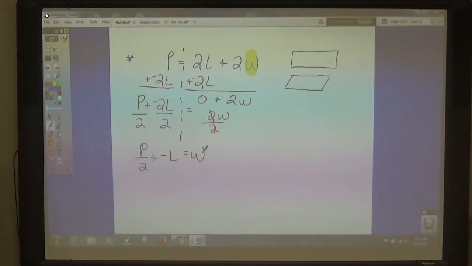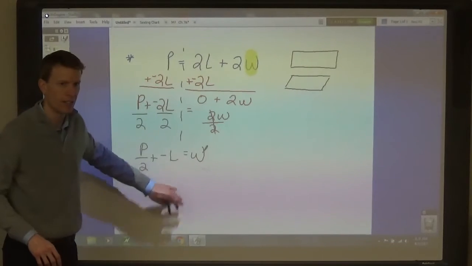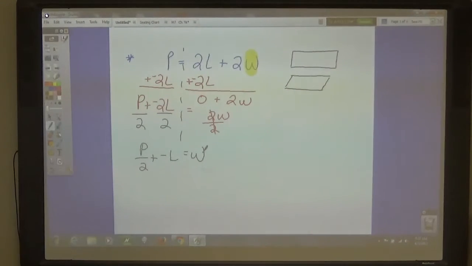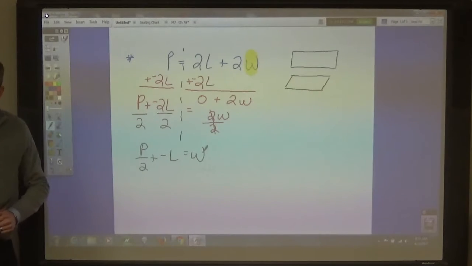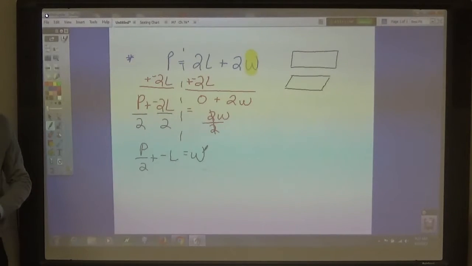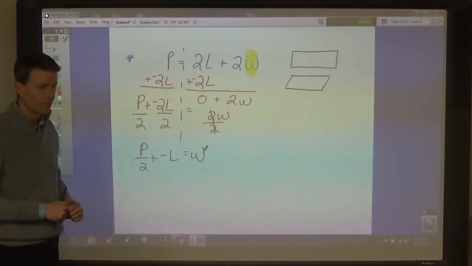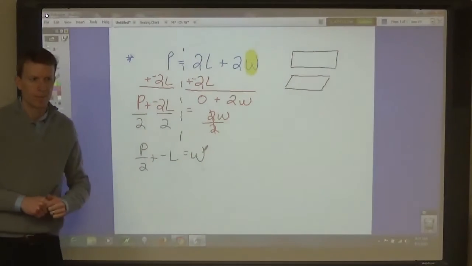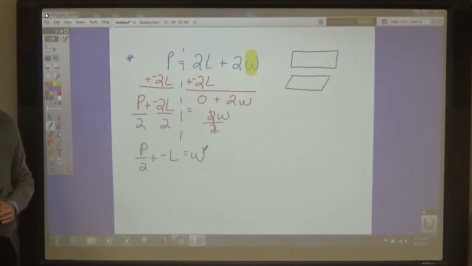All right. Any questions on solving these? Yes, we're going to show you which variable to solve for on the quiz. Any other questions?